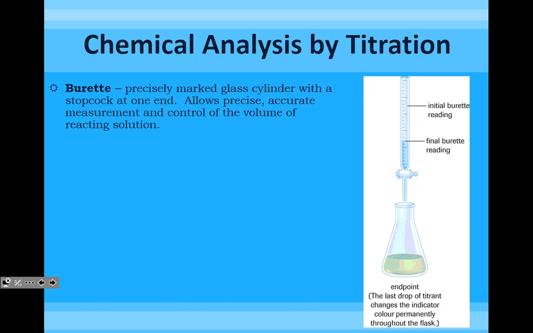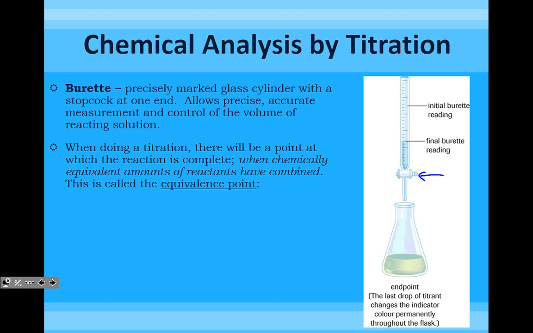The burette is a precisely marked glass cylinder with a stopcock at one end, and that's this little guy. It's kind of like a valve that allows you to add the substance into your Erlenmeyer flask a little bit at a time. It allows precise, accurate measurement and control of the volume of the reacting solution. When doing a titration, there will be a point at which the reaction is complete, when chemically equivalent amounts of reactants have combined. This is called the equivalence point.